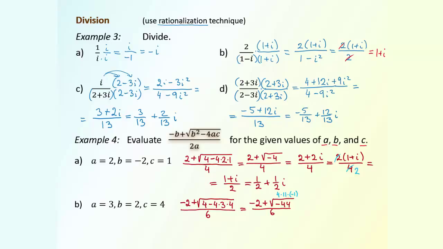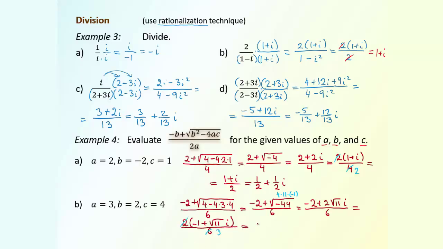Now notice the -44 could be seen as 4 times 11 times -1. So root of 4 will be 2. We have -2 plus 2 root of 11 has to stay, and root of -1 gives us i. Everything over 6. As before, we can factor the 2 to simplify with the 6. So 2 out of the bracket, -1 plus root 11 i over 6. That can be reduced to 3.